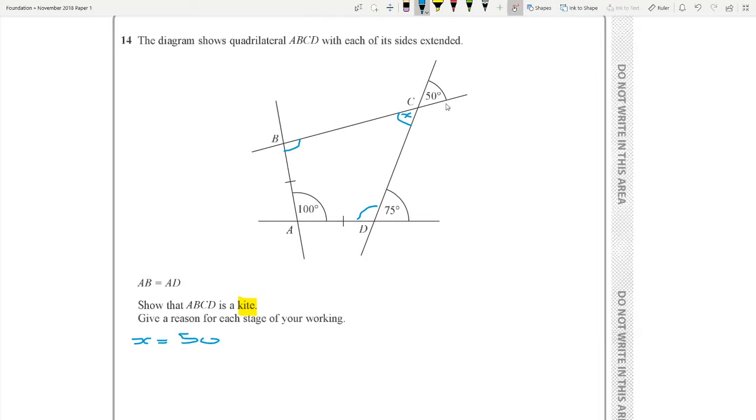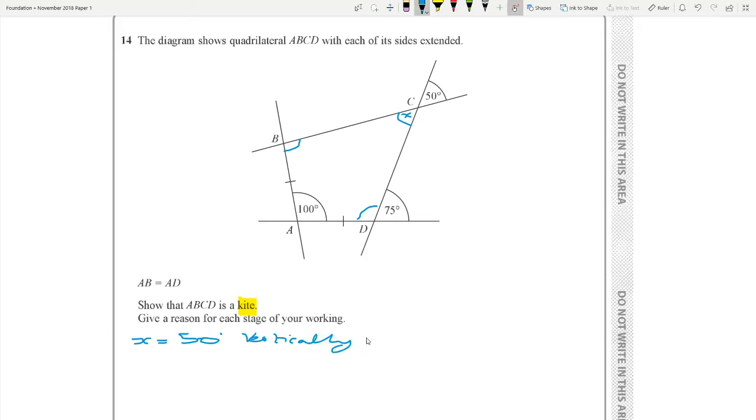It's the same as C. Why is it the same as C? What's the rule? 50 degrees. Why? Come on. Anybody? Opposite angles are equal. Yeah, excellent. So it's 50 degrees. Yeah, vertically opposite.